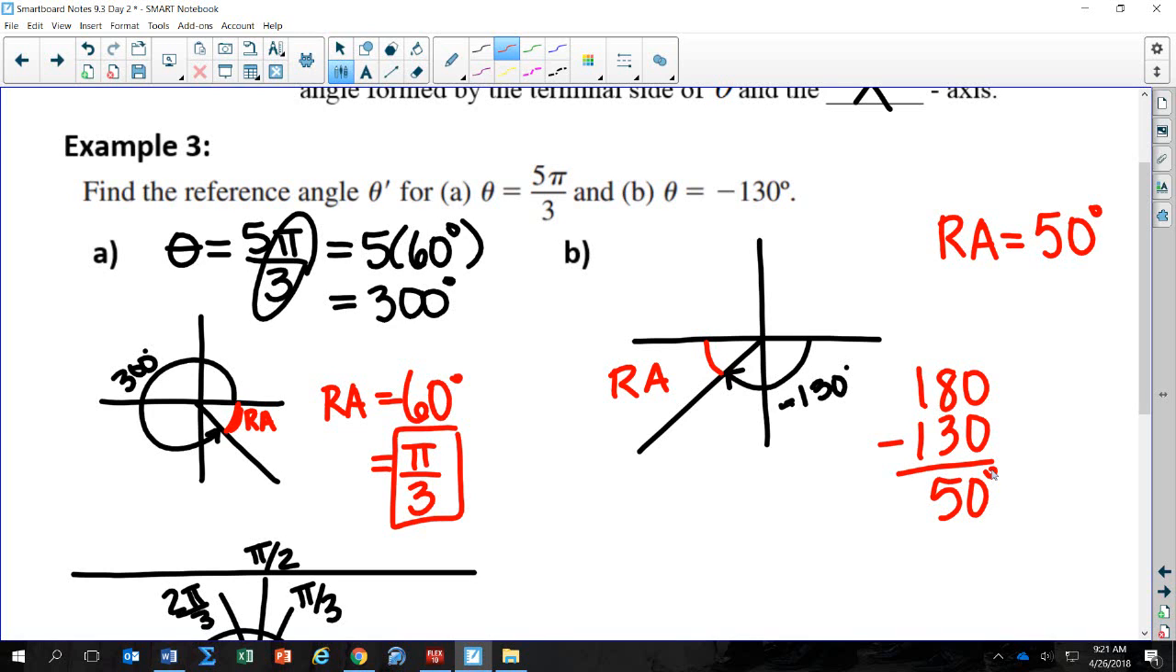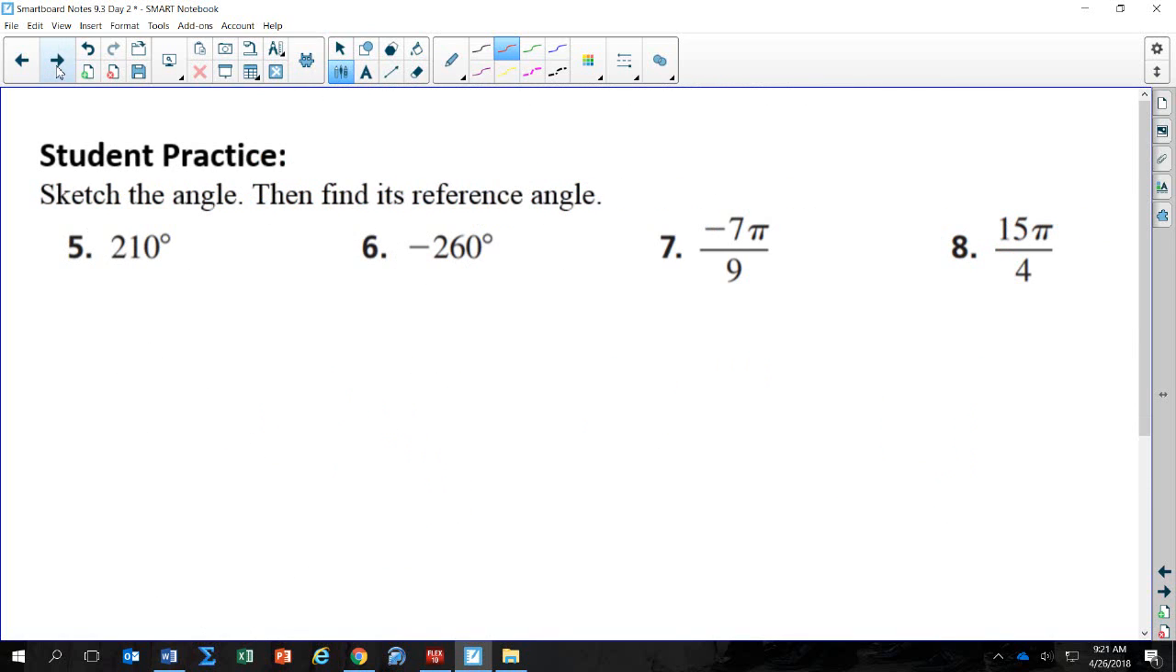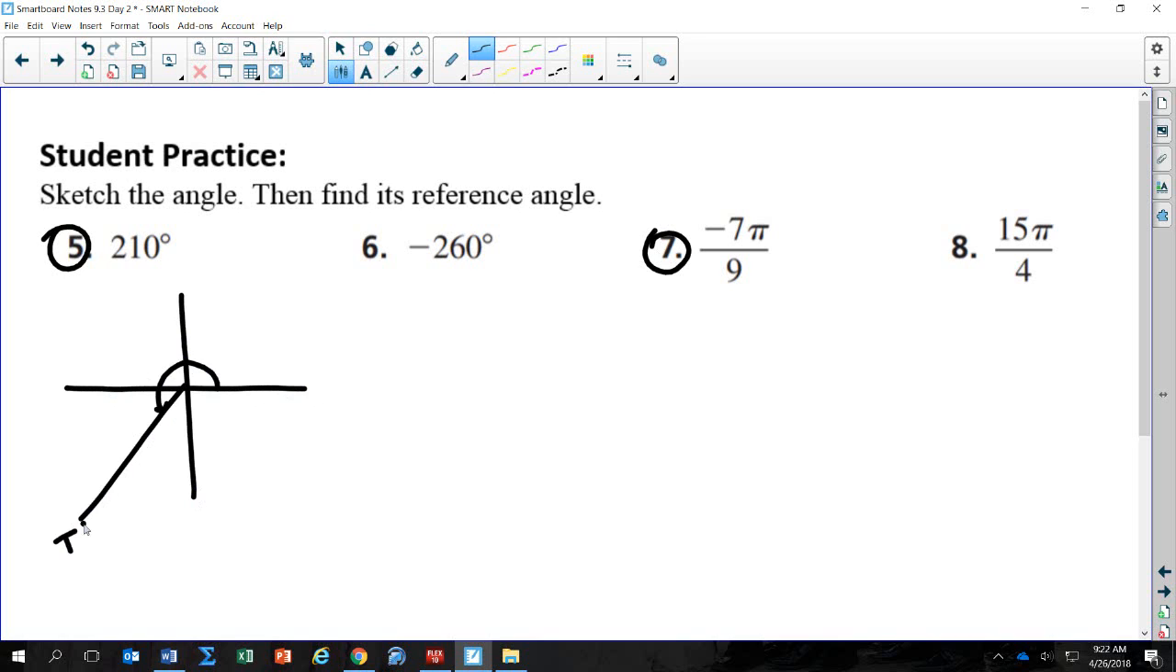All right, so there's a couple reference angle questions on your homework. So I just want to try a couple more. Let's do 5 and 7. Number 5 is 210. Let's go ahead and draw a 210 degree angle. What would that look like? This is 90, 180, and I'm stopping short of 270. Right here's my terminal side. This is 210 degrees. Everyone agree with that?